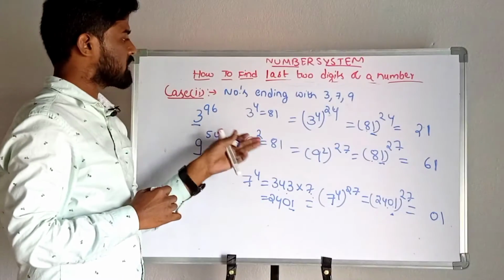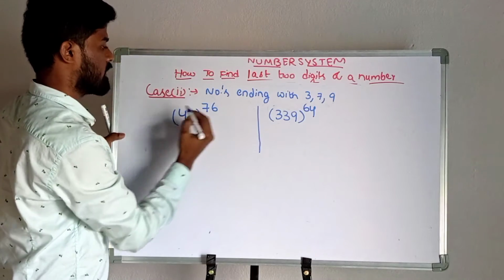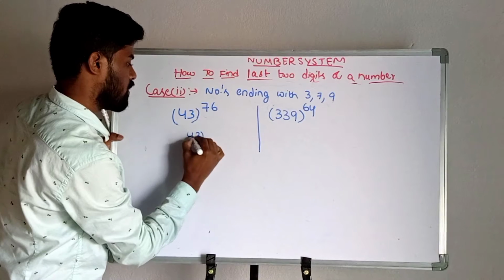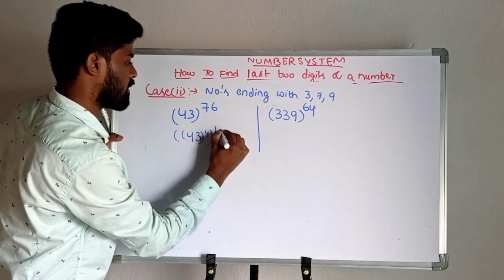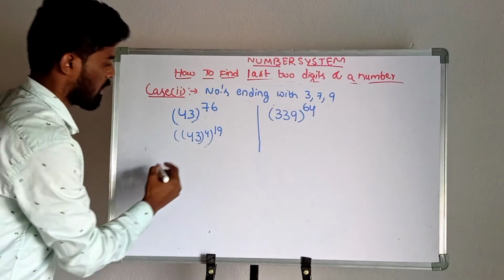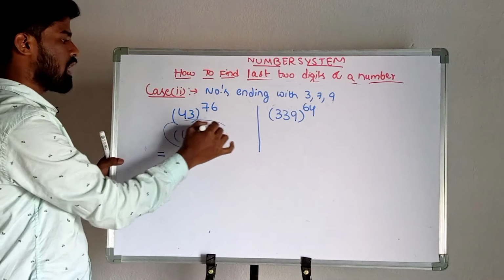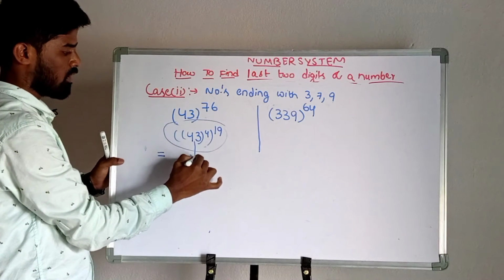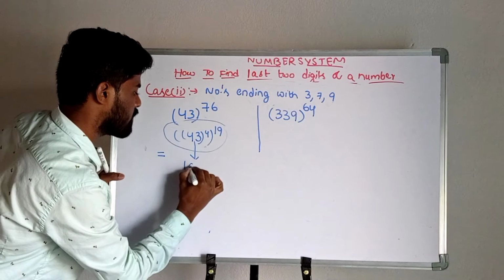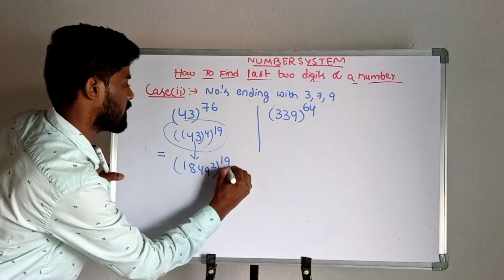Now we will solve some more examples so that you all will get clarity. Here 43 power 76. We can write this as 43 whole power 4 whole power 19. Since 3 power 4 ends with 1, we have written it like this. For finding the last two digits of this number, first we have to find the last two digits of 43 whole power 4. We know that 43 square is 1849, whole square, whole power 19.